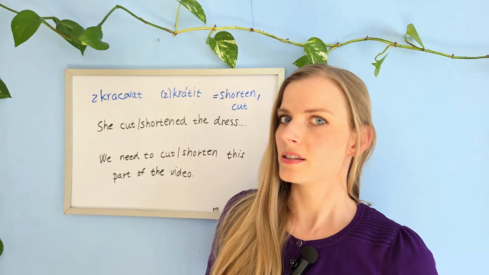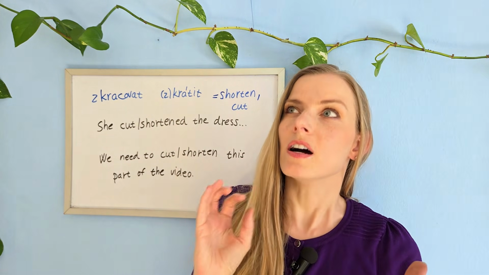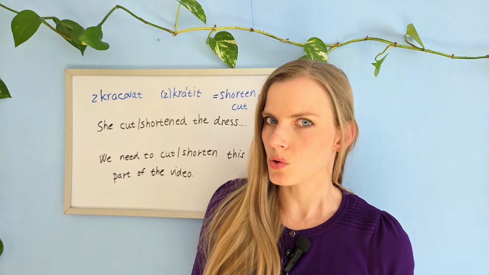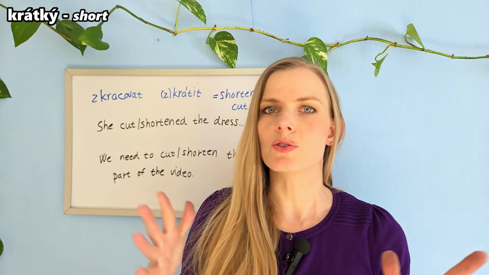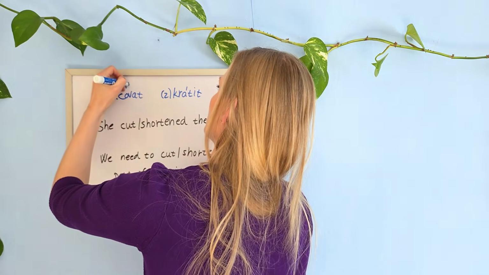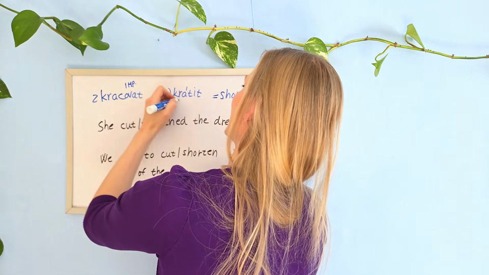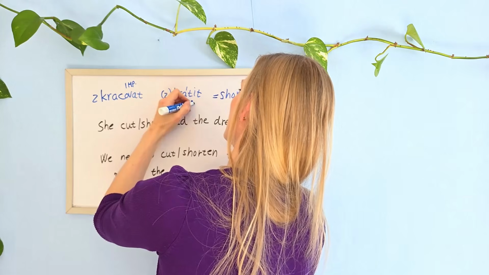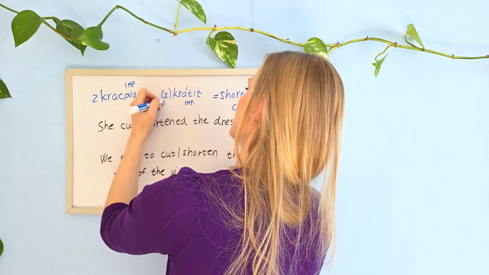And just so you have the full picture, I also want to briefly mention the word zkracovat, krátit and zkrátit, which means cut as well, but it's rather shorten. Because krátký means short, zkracovat, to be shortening, that's the imperfective verb. And krátit is imperfective as well, and zkrátit is perfective.